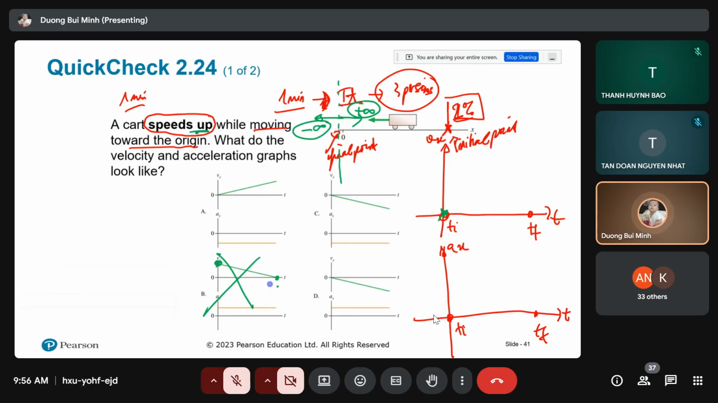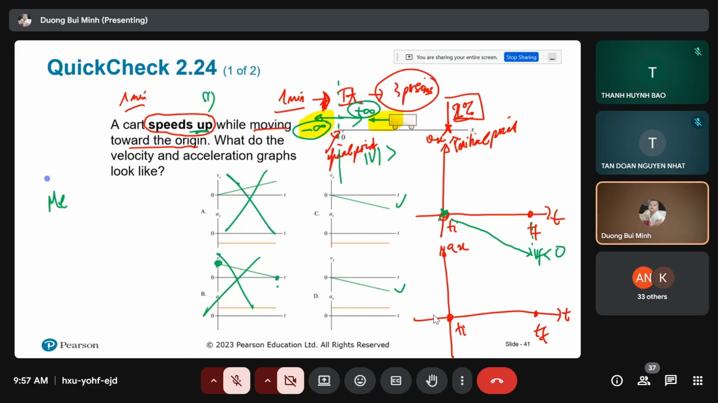After some time, the velocity is increased. I mean, the absolute value is increased. But remember this direction is the negative direction. So after some time, Vf should be here. Vf is less than 0. So we can delete this one. This one is correct, this one is correct. Now look, method 1.